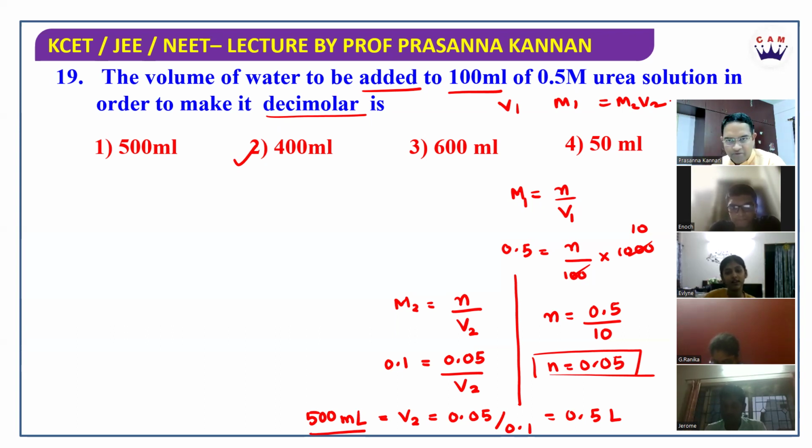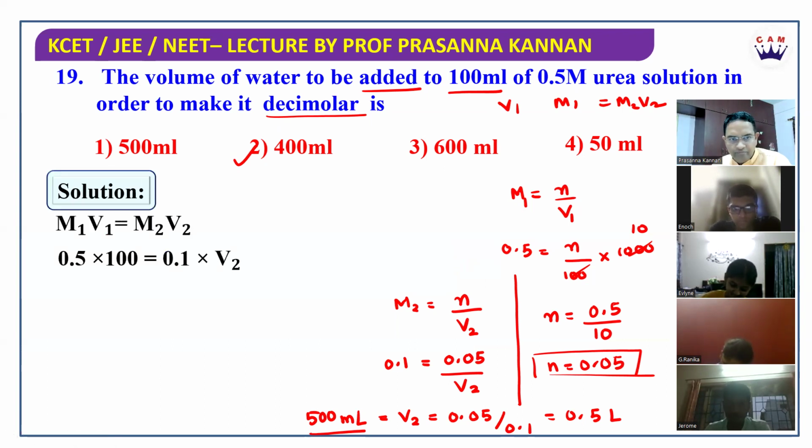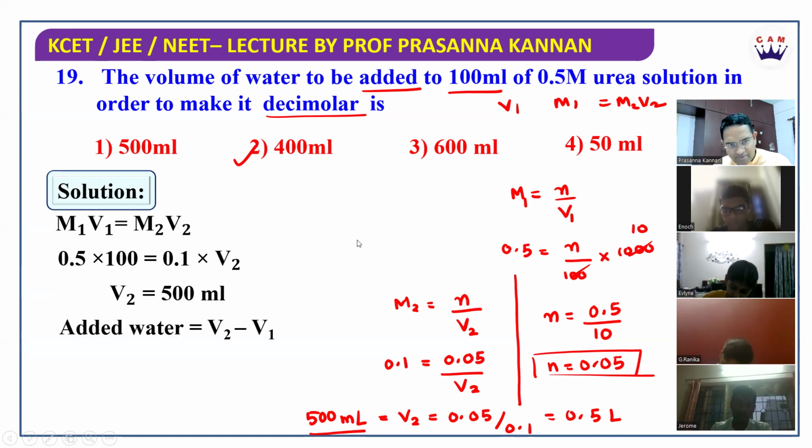So M1 into V1, that's 0.5 into 100 ml is equal to M2 which is 0.1 into V2. So V2 becomes 500 ml. So I have to add 400 ml. That's clear. But the idea here is the number of moles is same. That's why there is no need for molecular mass in this case. So instead of urea, had it been glucose, the answer will be the same.